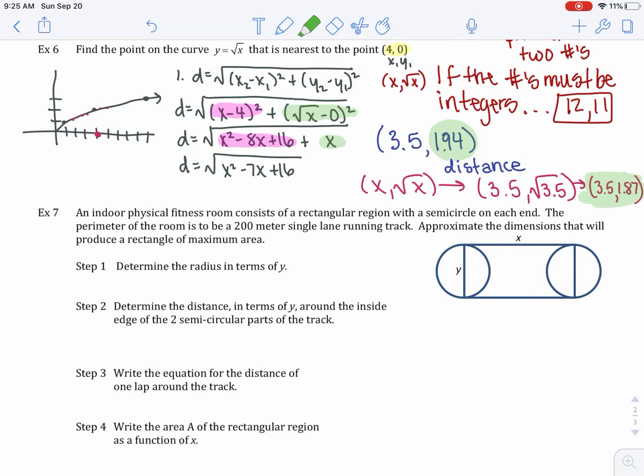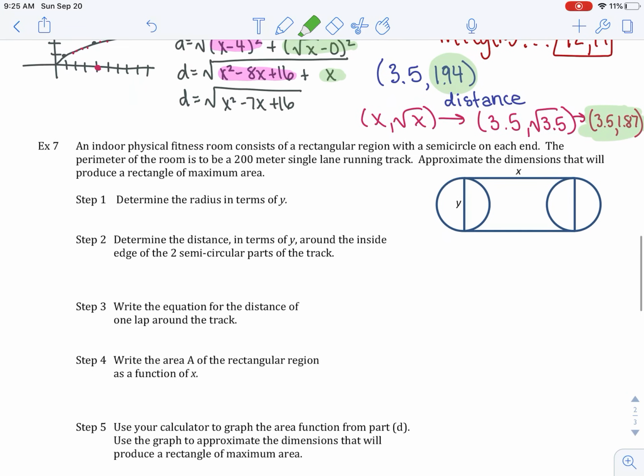Okay, let's go to 7. An indoor physical fitness room consists of a rectangular region with a semicircle on each end. The perimeter of the room is to be 200 meters single lane running track. Approximate the dimensions that will produce a rectangle of maximum area.